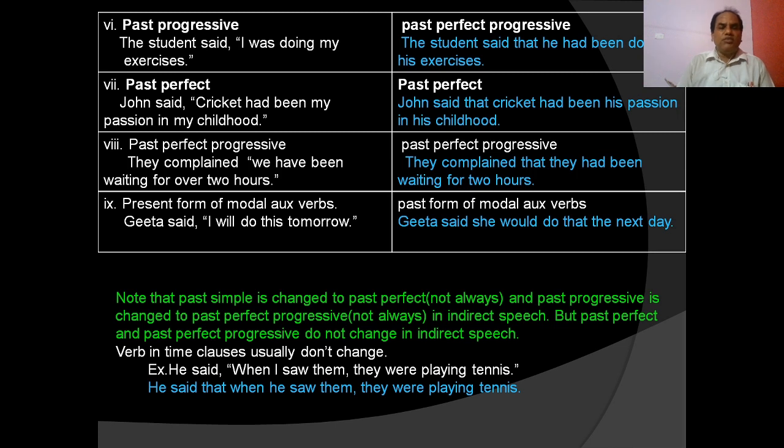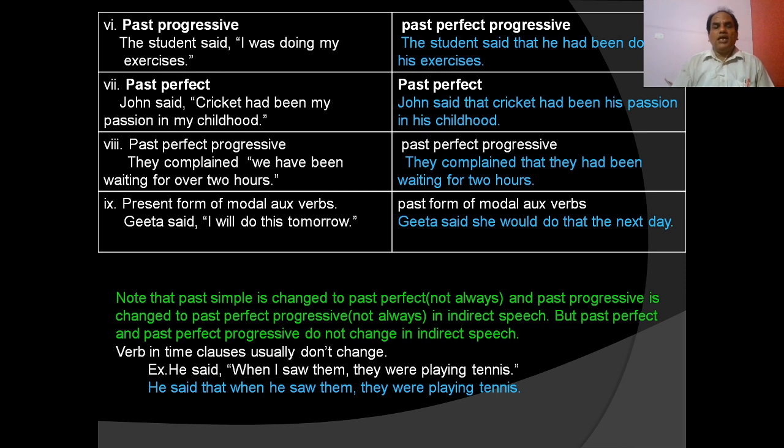John said, "Cricket had been my passion in my childhood," in direct speech. John said that cricket had been his passion in his childhood. In direct speech of present perfect progressive: They complained, "We have been waiting for over 2 hours." They complained that they had been waiting for 2 hours. And present form of modal auxiliary verbs: Gita said, "I will do this tomorrow." It changes to the past form of modal auxiliaries: Gita said she would do that the next day. Will is changed to would.